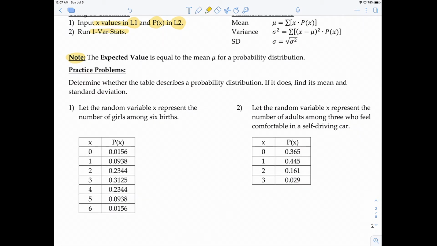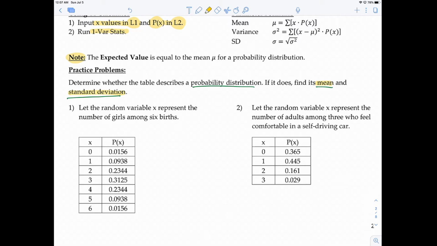So the instruction says to determine whether the table describes a probability distribution. If it does, find the mean and the standard deviation. So we have 3 problems that we have to answer, right? The first one is, is it a probability distribution, right? And if it is, let's find the mean and let's find the standard deviation.